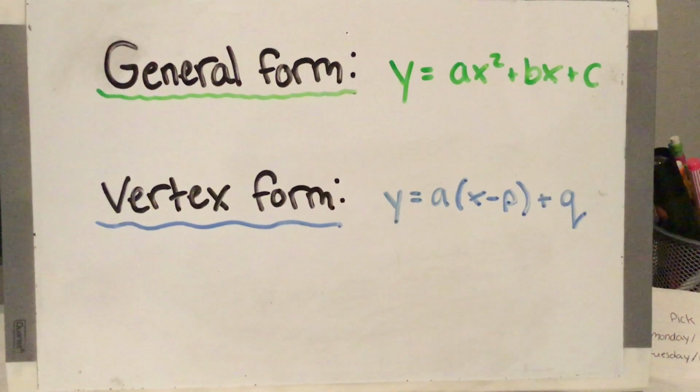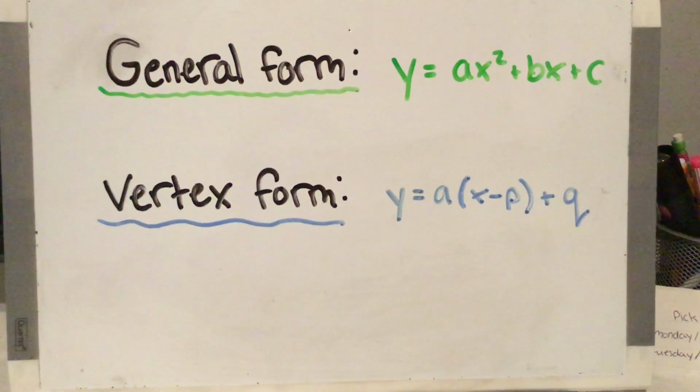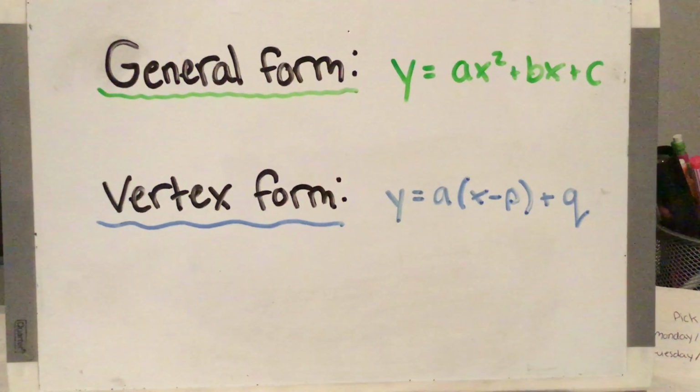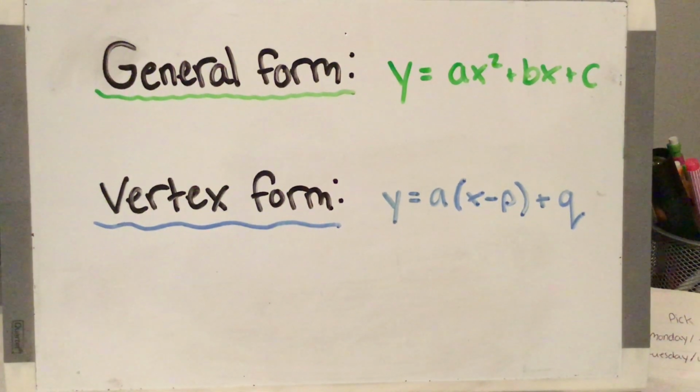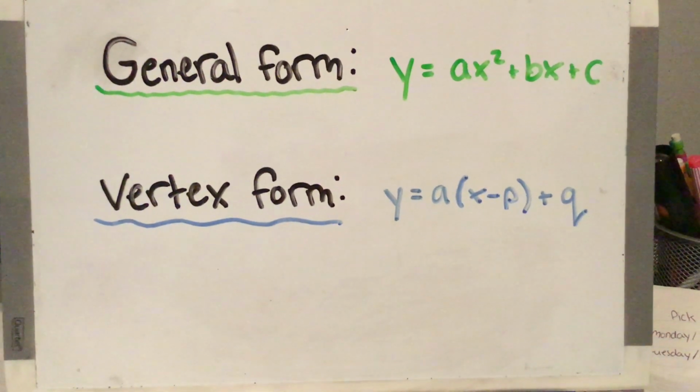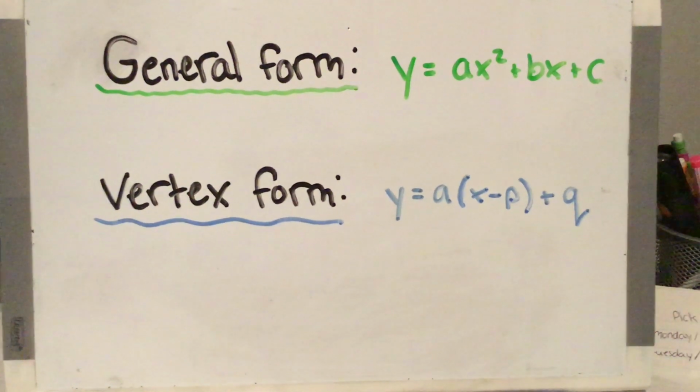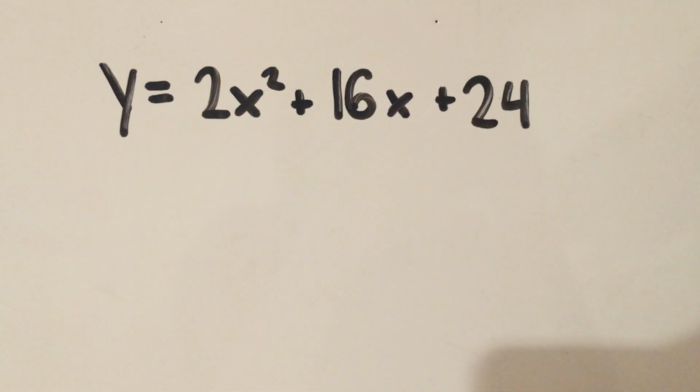In green, we have an equation written in general form. General form is great for finding your y-intercept. Now, if you need to find a vertex, you're going to want to use vertex form, which is in blue. And vertex form, also known as standard form, shows you the vertex.